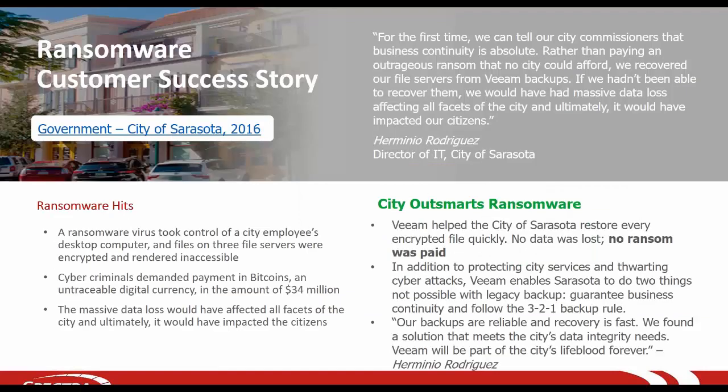So just a quick example. This is a Veeam specific example for the city of Sarasota, and we have a number of these on our website if you're interested in taking a look at those. They had a ransomware outbreak that came in through a particular employee's desktop. It encrypted several of their file servers. The cyber criminals made an outrageous demand for payment. And the good news is they're a Veeam customer. They were applying the 3-2-1 rule or a variant of it, and they were able to recover very quickly without having to pay anything, and get the business back online in a very quick and efficient manner.